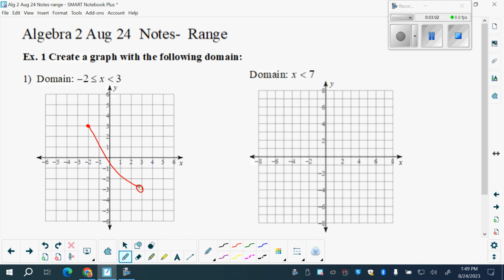Now we want to have our x value less than 7. So we want to start at an x value of 7, anywhere along this 7 here. Is it going to be an open circle or closed? Yes, it's going to be open. So wherever I put it, it needs to be open. So I'm putting an open circle there, and then I want to go to the left.